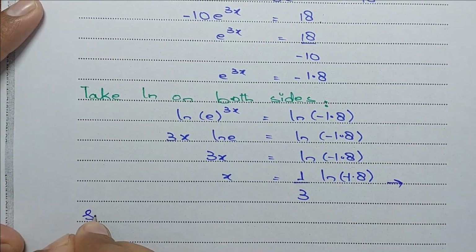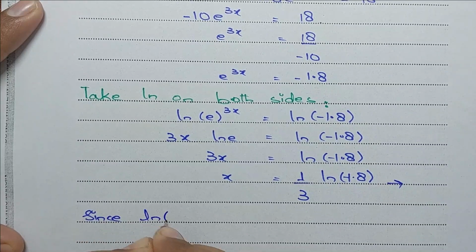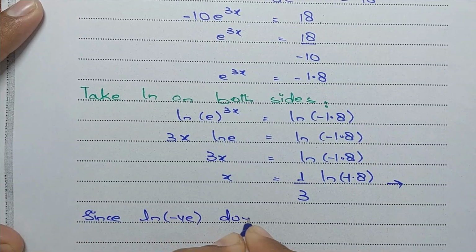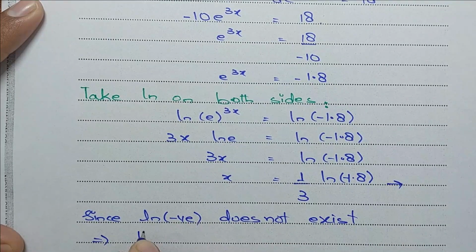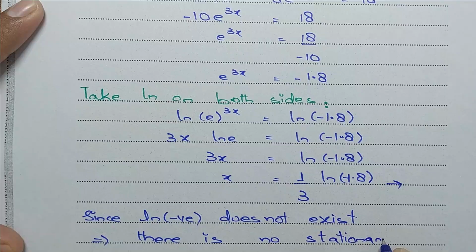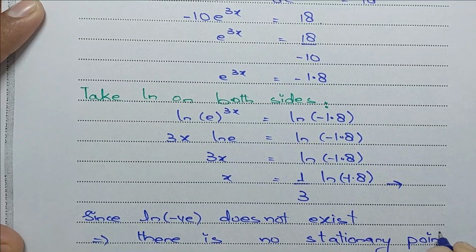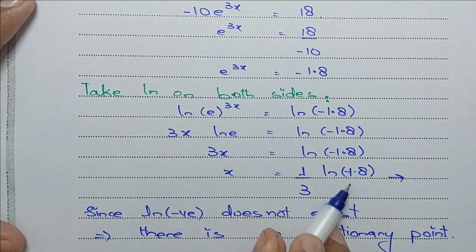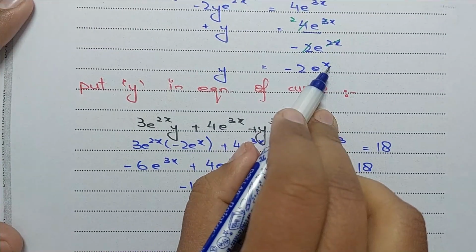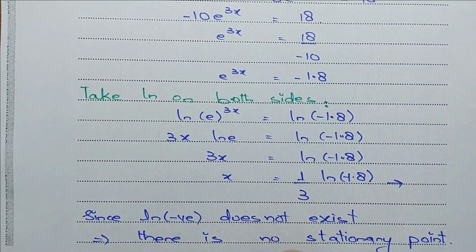So since natural log of a negative number does not exist, this implies there is no stationary point for the curve, right? Because when you have some x value, you will get some x coordinate. Substitute over here, you will get the y coordinate. Since you do not get any x coordinate, then there is no y coordinate. So when there are no coordinates, there are no stationary points, right?